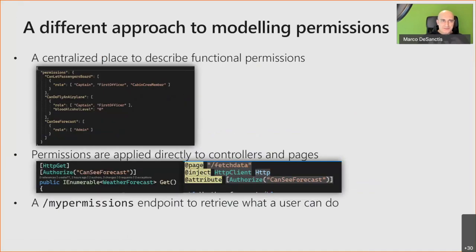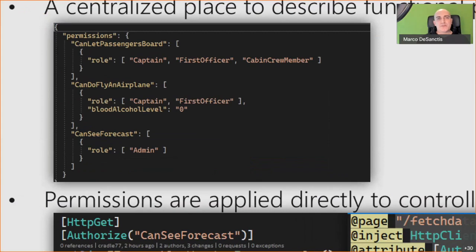How does it work? First of all, we start from a centralized place where we can describe our functional permissions. This could be either my app settings file or a separate file, in which I have my permissions sections, and I define things such as, for example, can let passengers board an airplane, and you can only do it if you are either the captain, the first officer, or a cabin crew member. Or, sorry, there's a spelling mistake here. You can fly an airplane. Obviously, you need to be either a captain or first officer as a role.